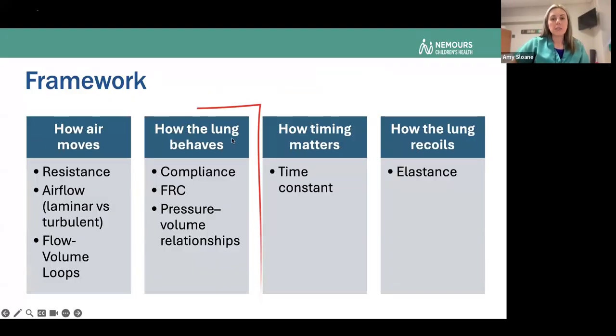So compliance describes how easily the lung expands and fills with air in response to a certain pressure. So it's the change in volume for a given change of pressure. When your compliance is high, which is a good thing to a point, the lungs can expand easily, meaning that you can achieve a large increase in the volume with only a small increase in pressure. And on the pressure volume curve, this corresponds to a steeper slope of your loop.